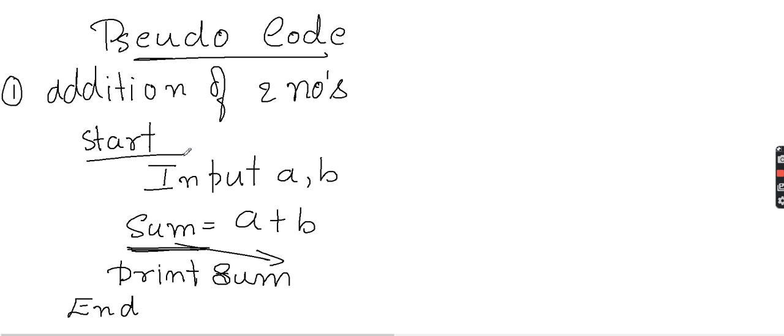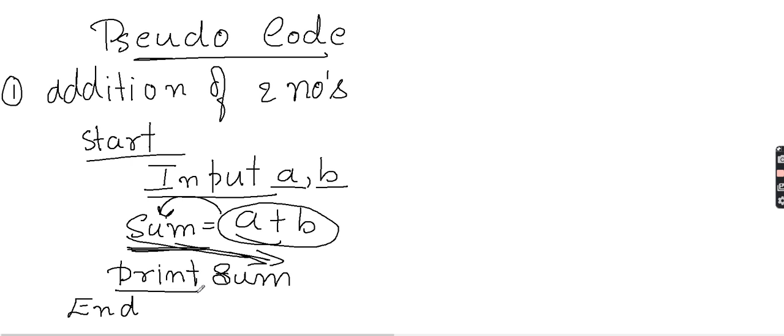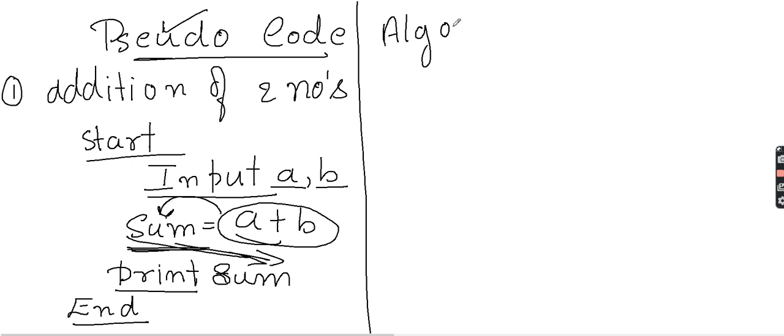So very simple. I've taken two variables, that is I've inputted a and b. I've performed a plus b. I've stored it in sum. Then I am printing sum and I'm ending my problem. So very simple way of writing. I've not followed any rule here. I've not followed any structural formats here. Simply I've reduced the steps and written it in a simple manner. So this is what a pseudo code is. Next we will be seeing the next thing, that is algorithm.